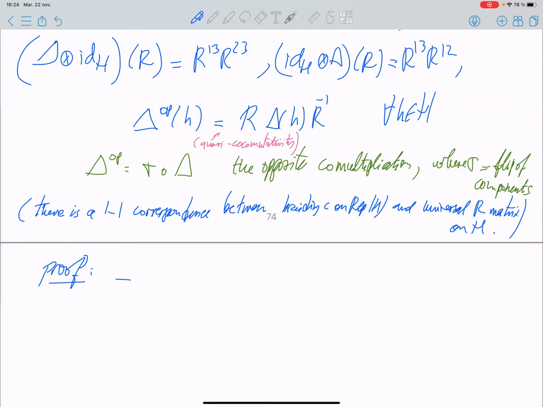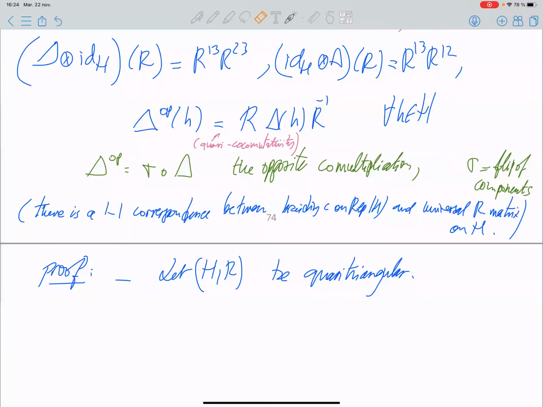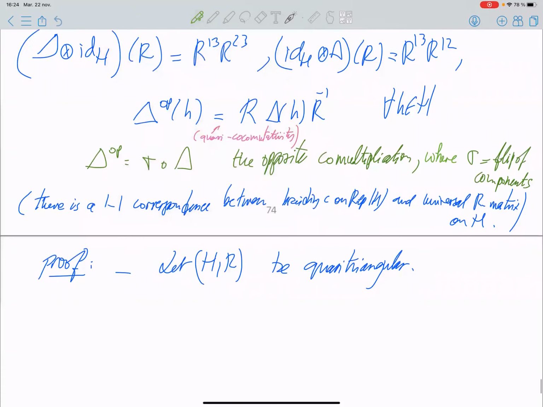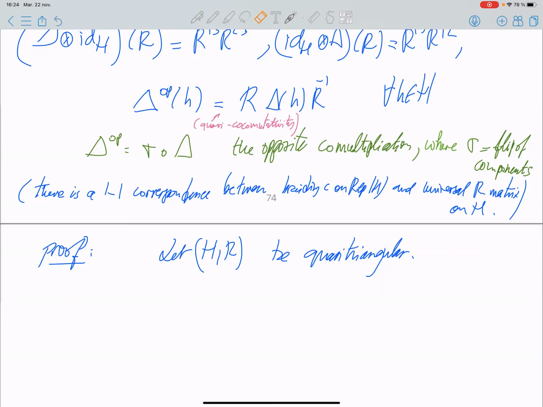So first part. Let (H, R) be a quasi-triangular Hopf algebra. Sorry, it's not very readable. I say that because we need the flip to define the braiding from the R matrix. So let (H, R) be a quasi-triangular Hopf algebra. Let us make a braiding on Rep H from R as follows.